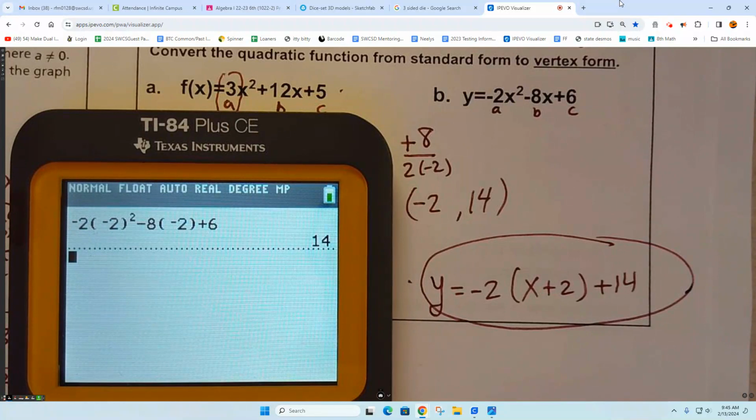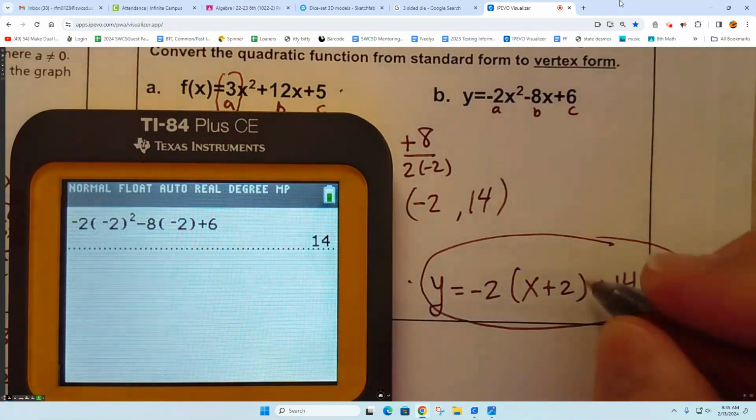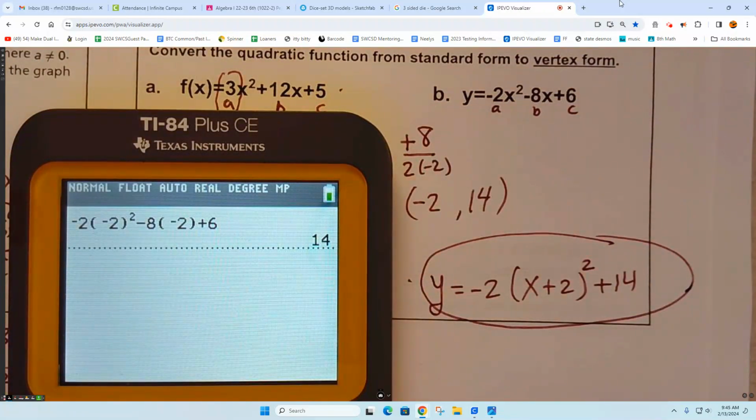Did I make a mistake? X plus 2 squared. Oh, wait. I think I did. Oh, thank you. I made a mistake, good catch. I got 22 now. Do you mind peeking at her thing?